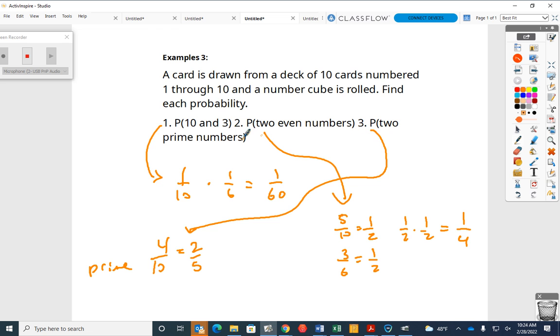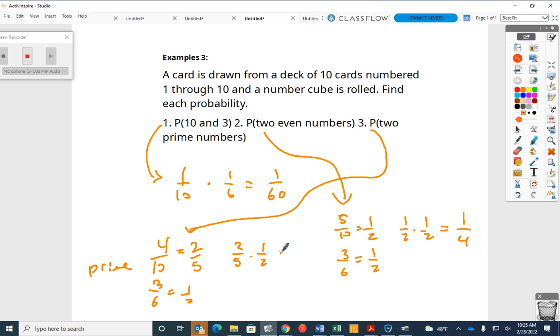And then the second one, a prime number between 1 and 6. Well, we're not counting 1. Is 2 prime? Yes. Is 3? Yes. Is 4? No. Is 5? Yes. Is 6? No. So what is that one going to be? 3 out of 6, which would be what? 1/2. So we're going to multiply 2/5 times 1/2.